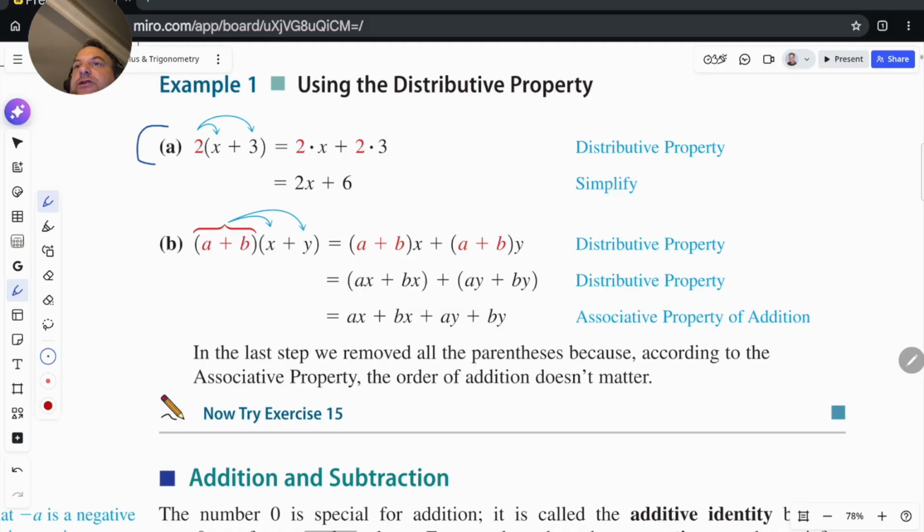All right, so we're going to apply that distributive property directly by multiplying 2 into each term inside of our parentheses to get to 2 times x plus 2 times 3. 2 times x is 2x, 2 times 3 is positive 6. That's how we get to 2x plus 6. All right, so step 1 there was to apply the distributive property, and then we simplified in step 2. Simple enough. Let's take a look at B.